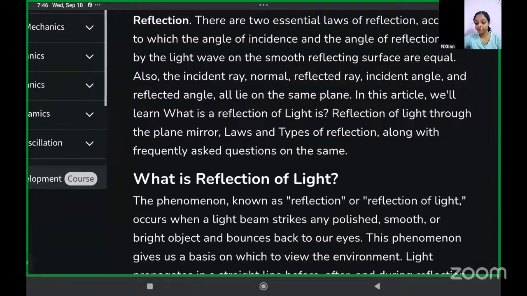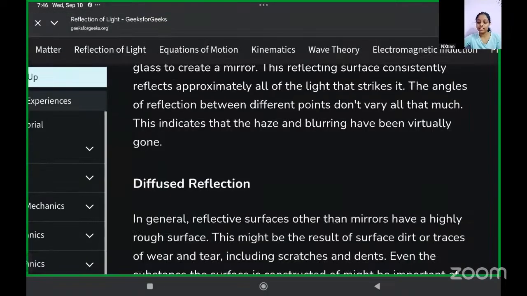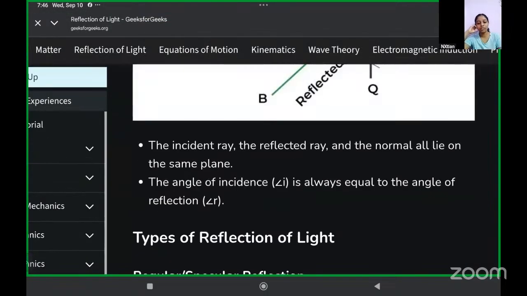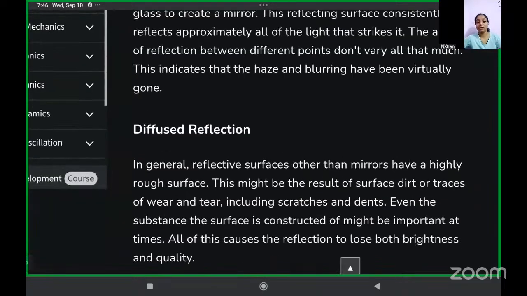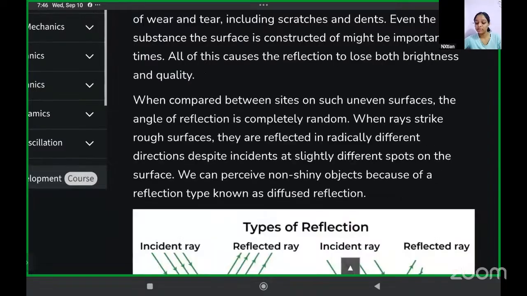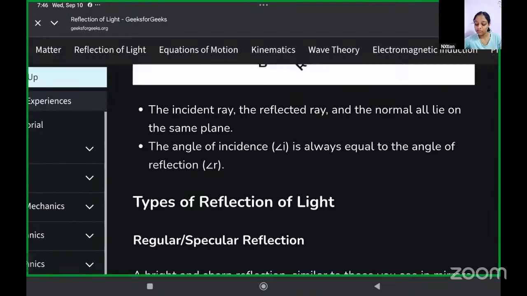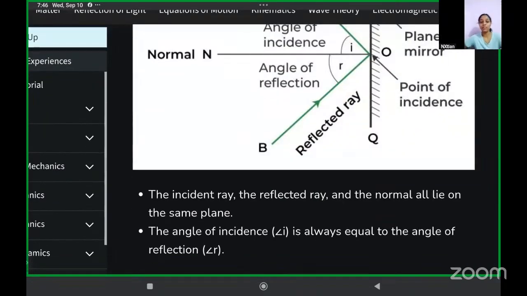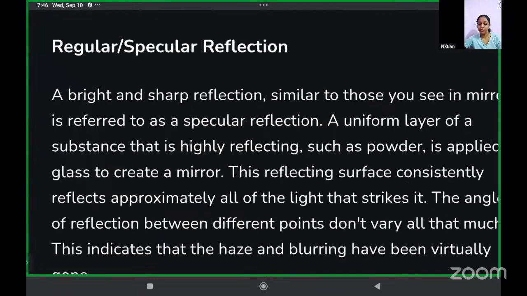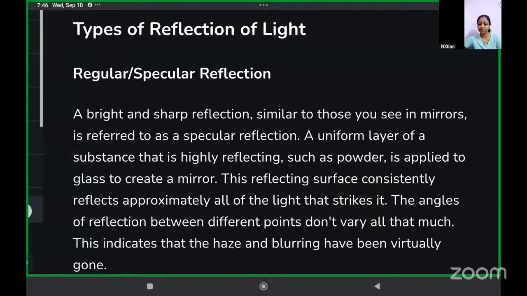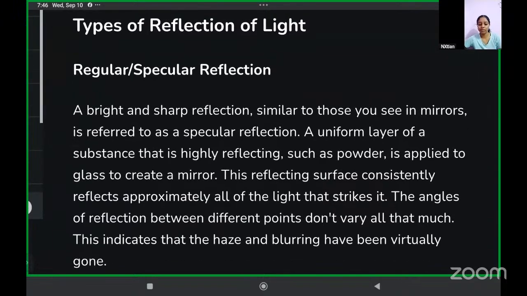Let's begin. Yesterday, we saw about reflection of light and what the components in it are. Then we saw the laws of reflection. Today, let's check out types of reflection. There are majorly two types of reflection: regular reflection and diffused reflection.